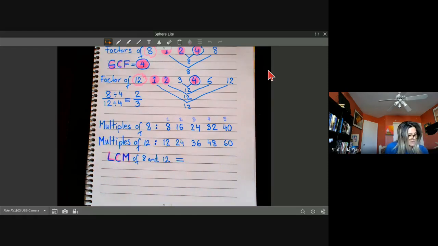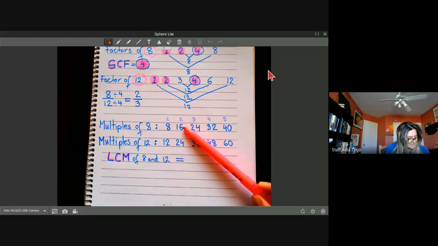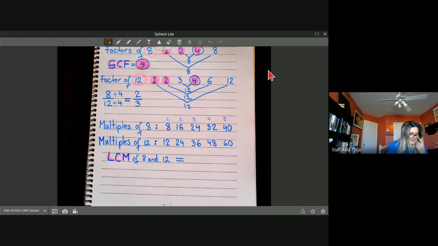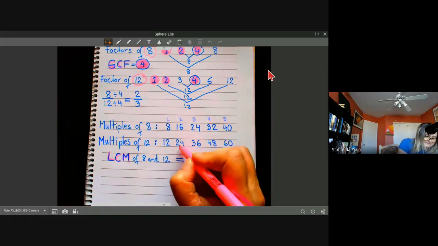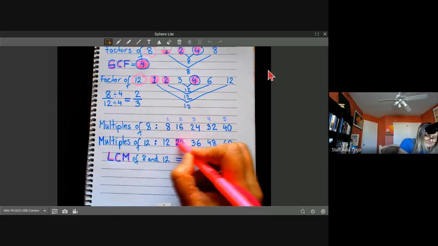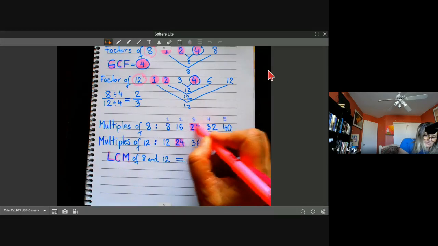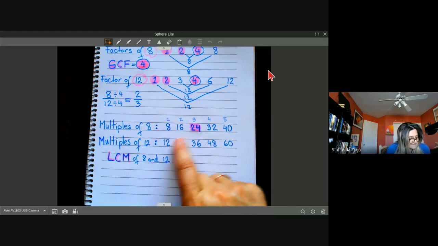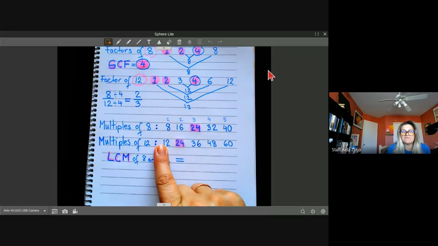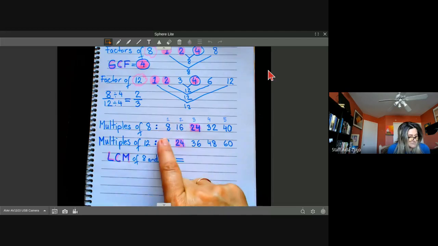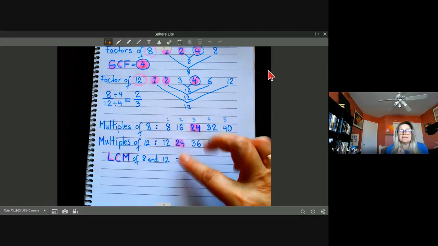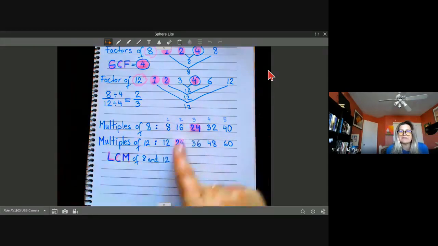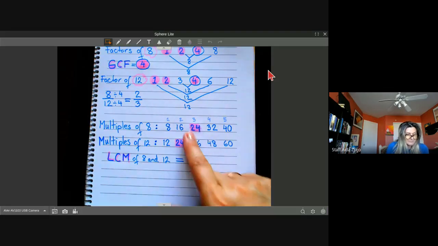So now I can look and I can see, oh, 8 and 12. No, 16, they don't have 16. I can see here, oh, they have this. That is 24, and that is the first number. So 8, they don't have any in common, 16, they don't, or 12, they don't. So the least common multiple, the first number they have in common, is 24.